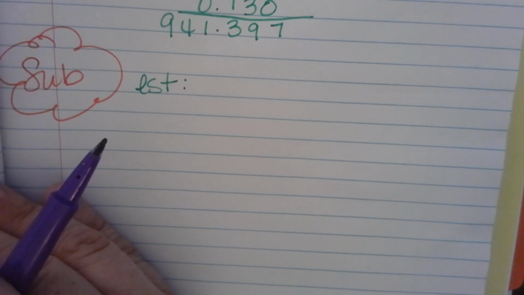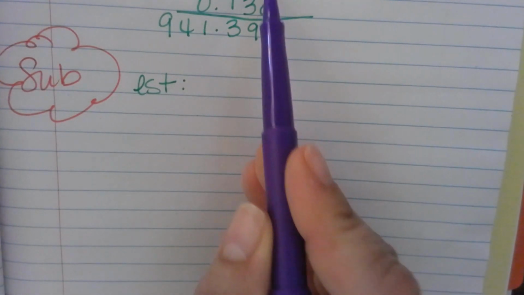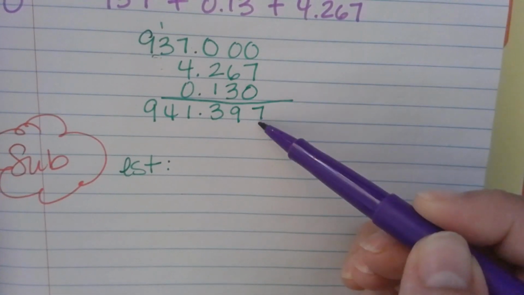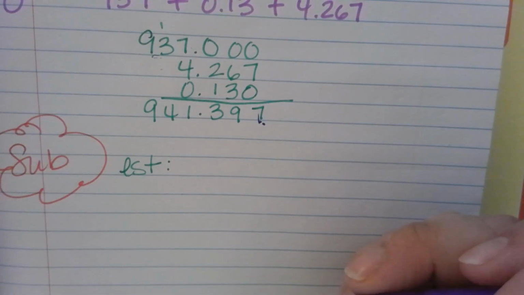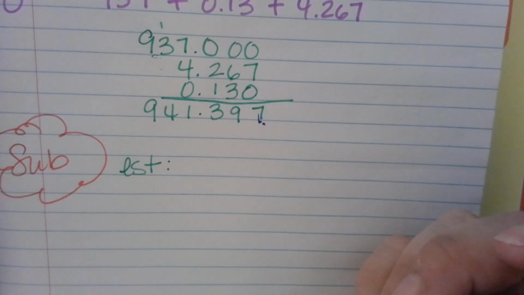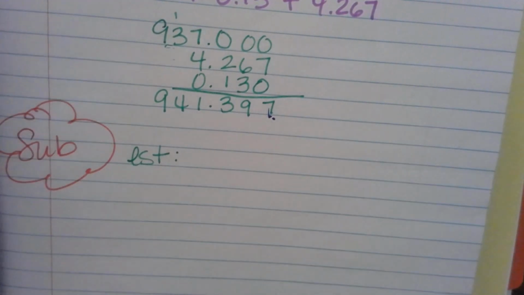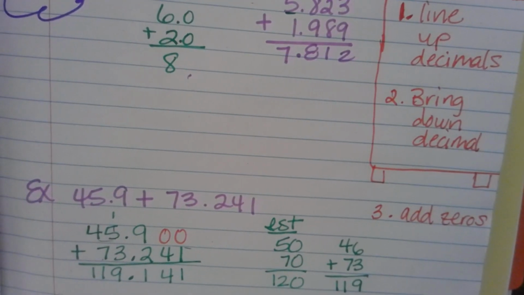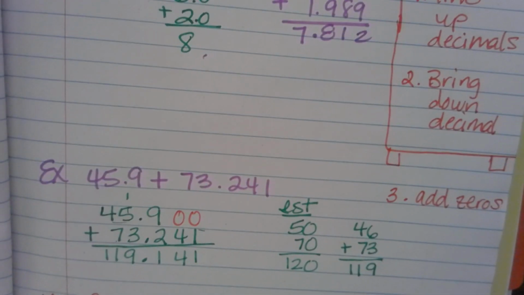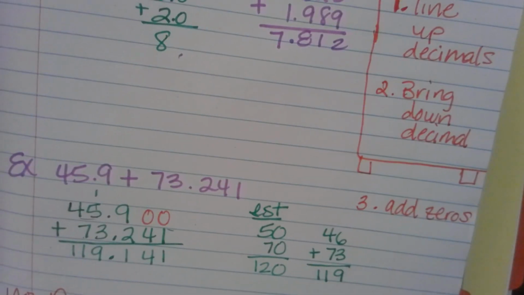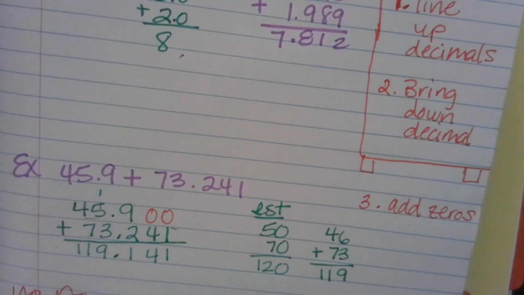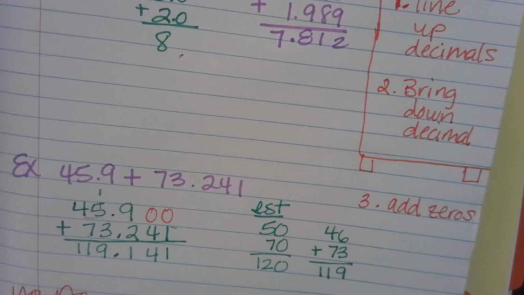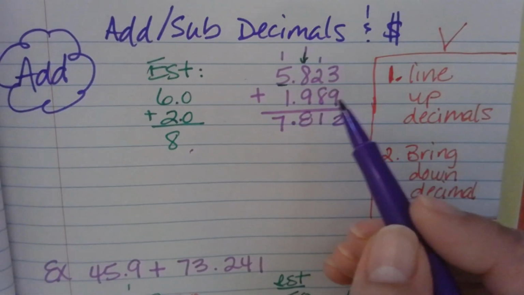When you say bring them down, like the problem where you had to bring down the 8? The one that was like 5.823 and you had to bring down the 5? The first problem? Yeah.